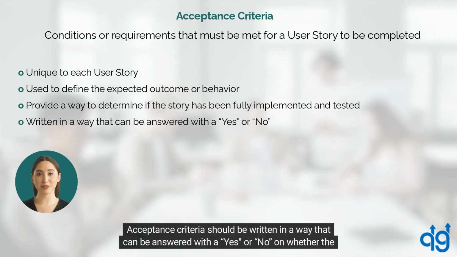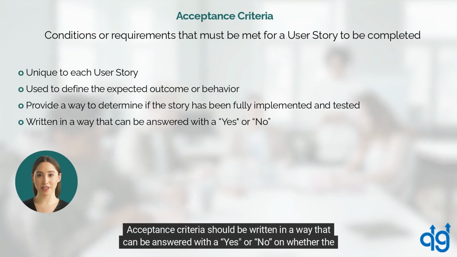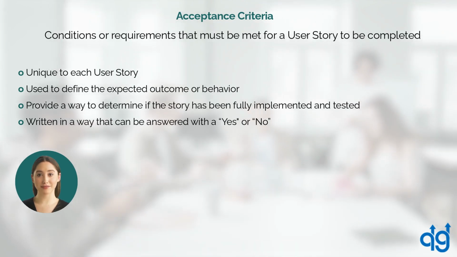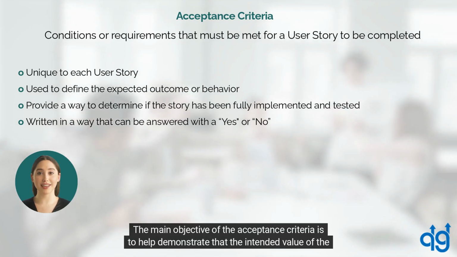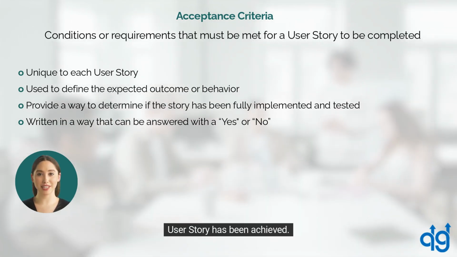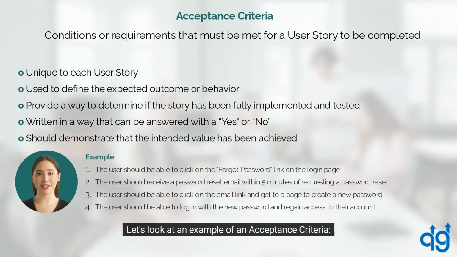Acceptance criteria should be written in a way that can be answered with a yes or no on whether the criteria have been met or not. The main objective of the acceptance criteria is to help demonstrate that the intended value of the user story has been achieved. Let's look at an example of an acceptance criteria.